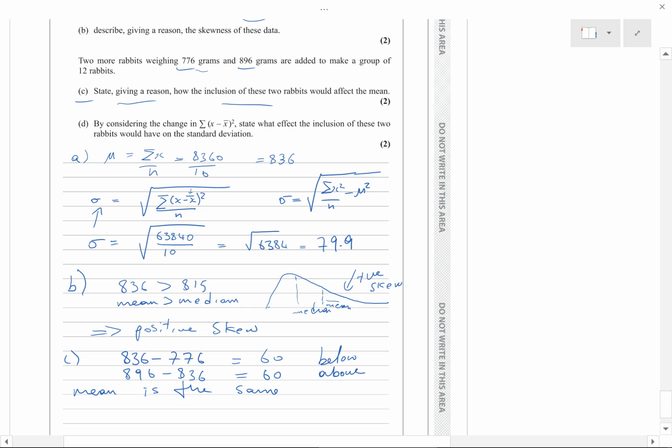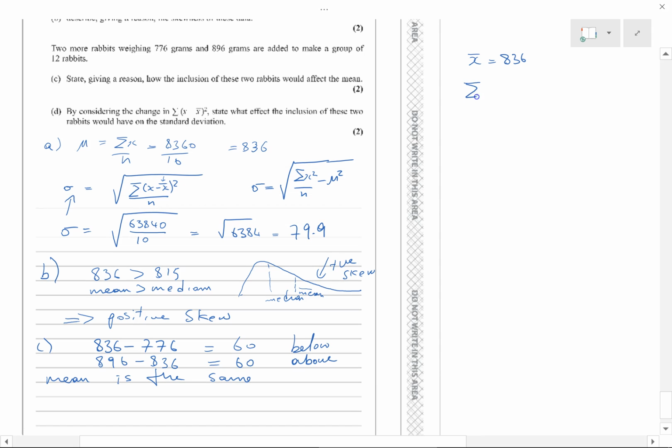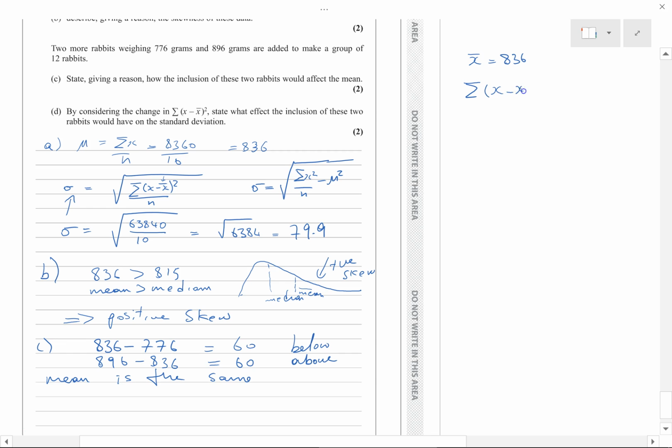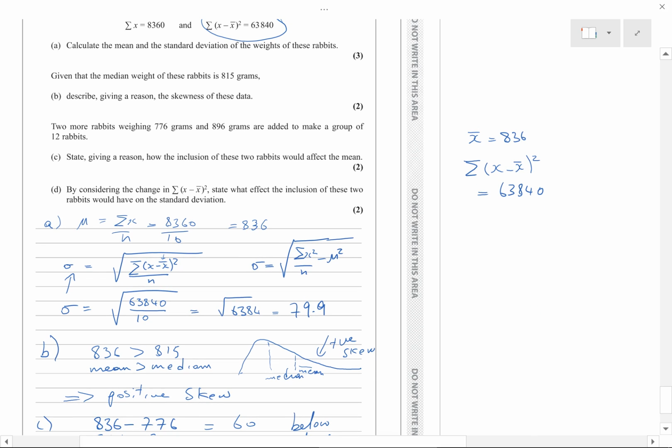Okay, in the final part now, there's only 2 marks here, but it's tricky, and it's a very mean 2 marks for the amount of work we've got to do. It says, by considering the change in this, state what effect the inclusion of these 2 rabbits would have on the standard deviation. Well, we know the mean is still 836, and so the sum of x minus x bar squared for all the other values will still be the same. So we'll still have the 63840 for the first 10 rabbits because the mean is still the same.